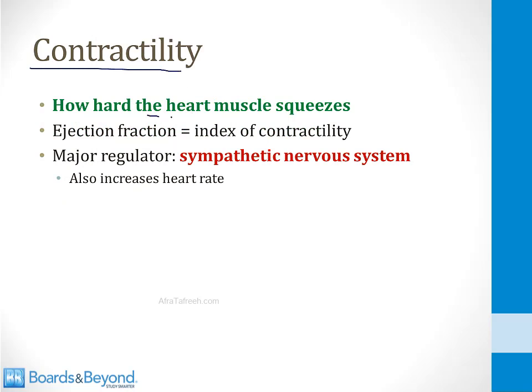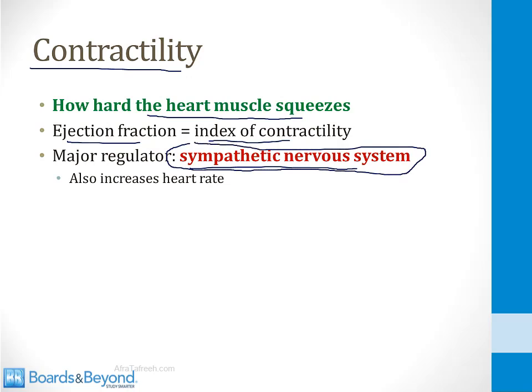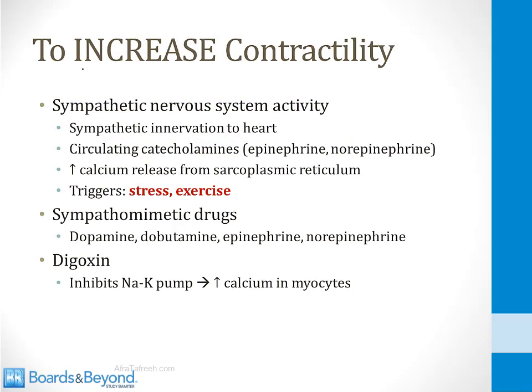This is how hard the heart muscle squeezes. And the ejection fraction is one potential measurement of contractility. When the ejection fraction goes up, it means that the left ventricle is contracting more vigorously and pushing more blood out of the left ventricle with each heartbeat. And the major regulator of contractility is the sympathetic nervous system. This is the major regulator under physiologic conditions of both contractility and also heart rate, which we'll talk about in a minute. The main physiologic mechanism by which contractility is increased is via sympathetic nervous system activity.